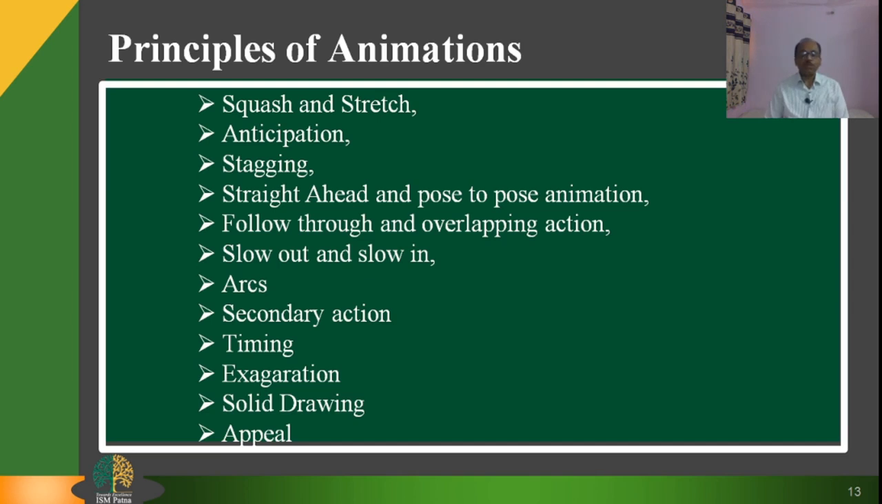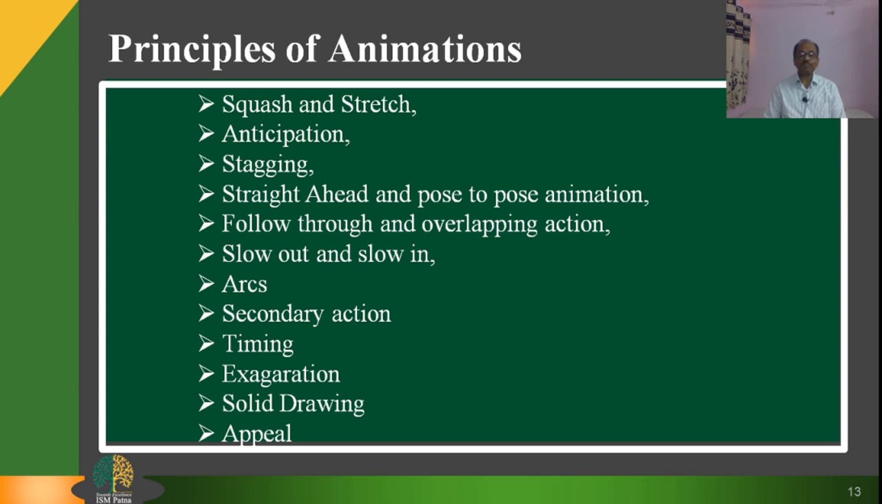The next one is slow out and slow in. As an action starts, we have more drawings near the starting pose, one or two in the middle, and more drawings near the next pose. Fewer drawings make the action faster and more drawings make the action slower. Slow ins and slow outs soften the action, making it more life-like.